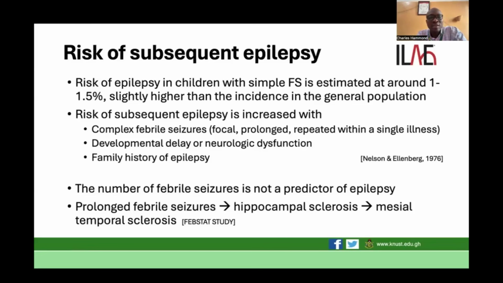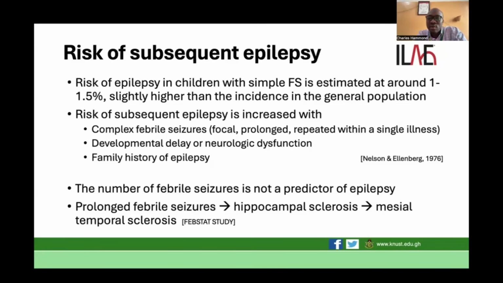Then the risk of subsequent epilepsy is increased if the febrile seizure was a complex febrile seizure or had complex features, such as being focal, such as being prolonged, or having repeated episodes within a single illness. Again, if the child has developmental delay or neurologic dysfunction, that again increases the risk of subsequent epilepsy.